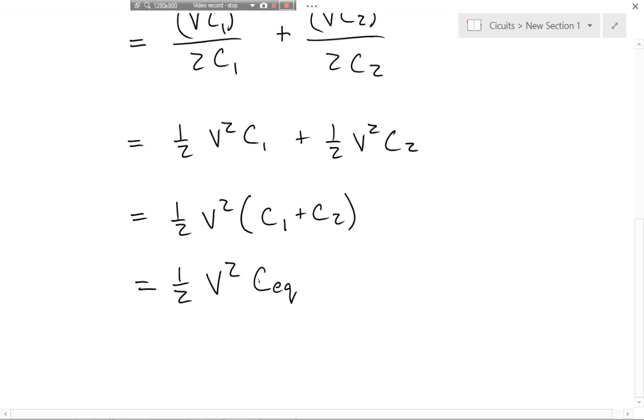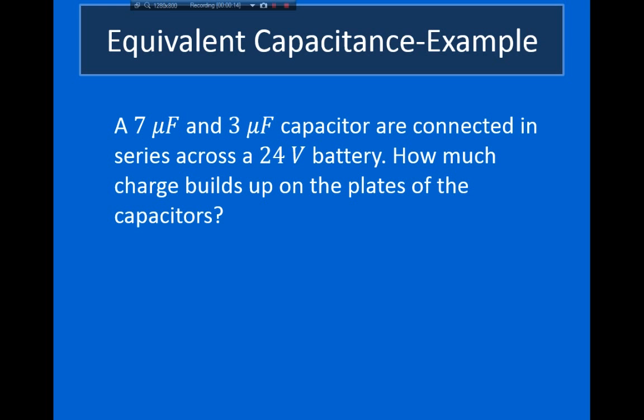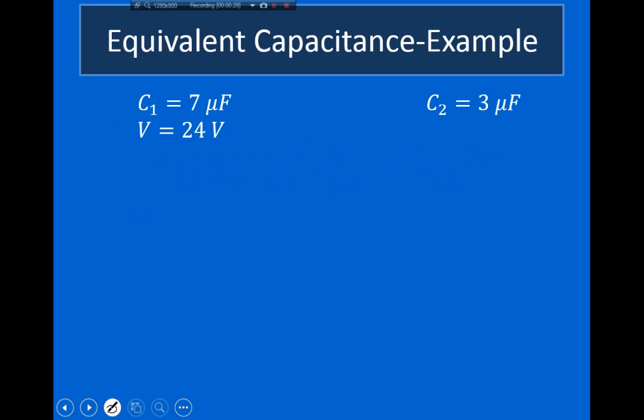So the last example that I want to look at says a 7 microfarad and 3 microfarad capacitor are connected in series by a 24 volt battery. The question asks us to determine the amount of charge that builds up on the plates of these two capacitors. So the basic idea behind this is that all we need to do is find the equivalent capacitance for these two capacitors that are connected in series, and then we can use the formula that we normally use for the charge that builds up on a capacitor, which remember is just equal to V times C.